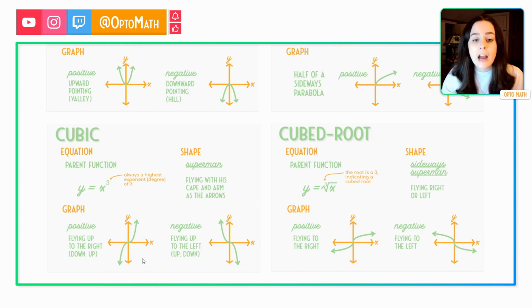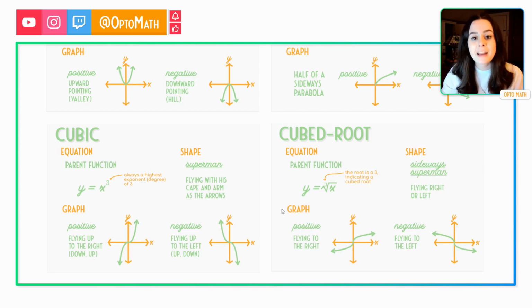So looking at the graph of a cubic, if it's positive, the arrow starts down, then up. So it's flying up to the right. And that's what I mean by down, up. That's called end behavior, where the arrows point if you're reading it from left to right, just like you're reading a book. If it's negative, the arrows go up, then down. So up, then down. It's like Superman decided to fly the other way.